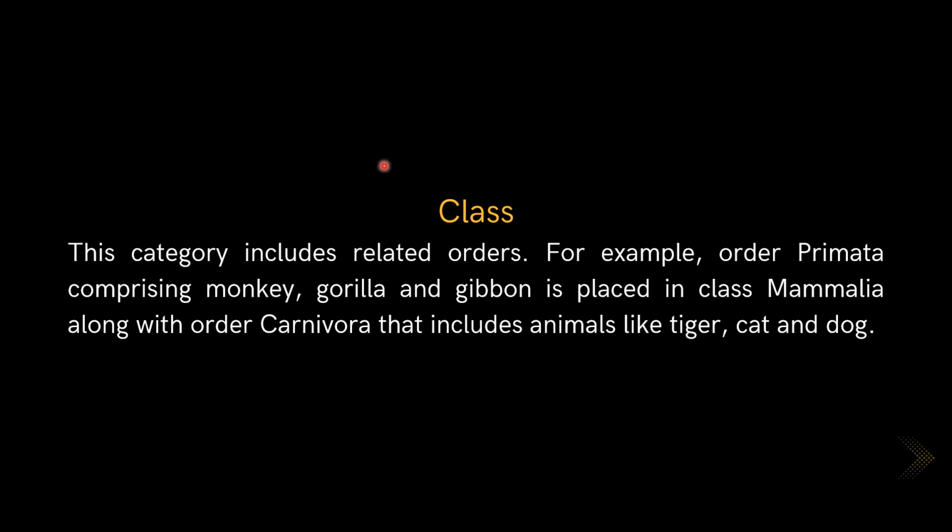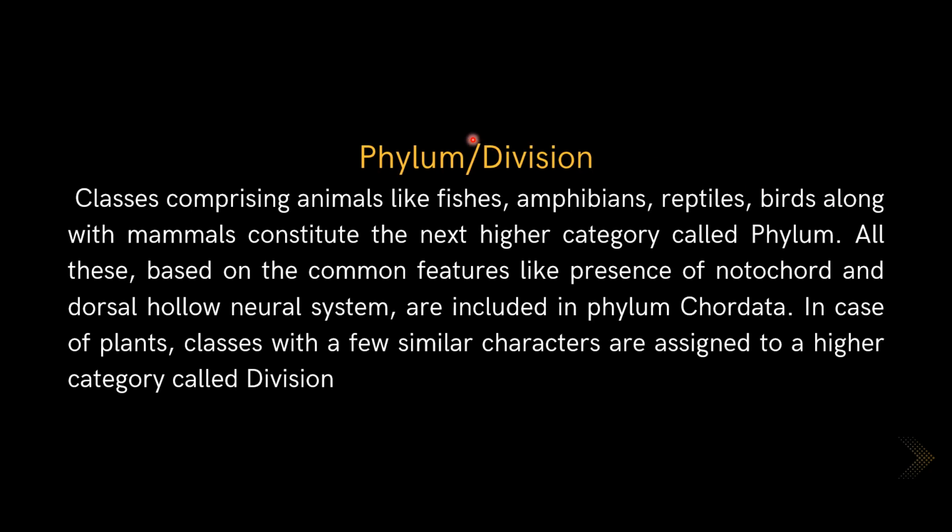Next, we have class. This category includes related orders. For example, order Primata, comprising monkey and gorilla, is placed in class Mammalia along with order Carnivora that includes animals like tiger, cat, and dog. So, similar orders move into one class. Next, we have phylum for animals and division for plants.